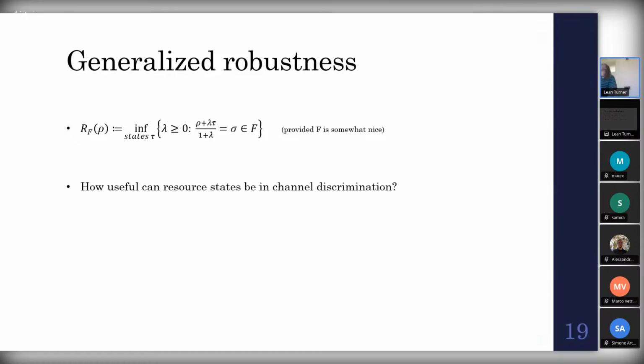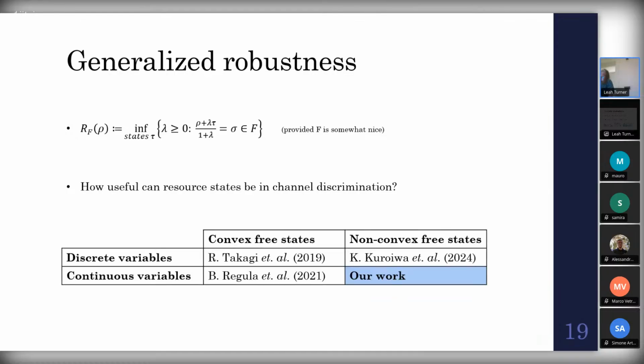And this kind of tells you how useful a resource state can be in channel discrimination. And this link has been found in lots of different cases before. Firstly, assuming that our free states were convex, and we were looking at discrete variable theories, so working with finite dimensional Hilbert spaces, and then extended in many ways. And our work here extends it to non-convex free sets and continuous variable theories, which is where non-Gaussianity as a resource lies.